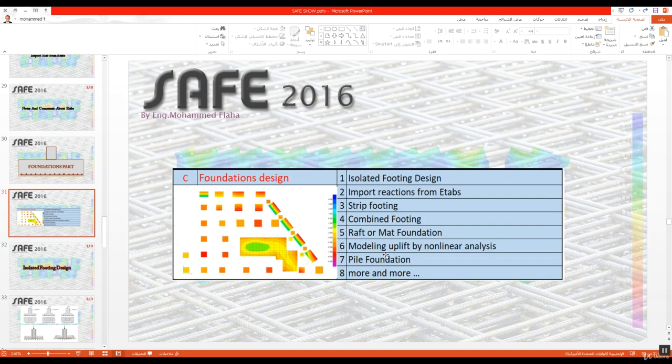Then I will talk about uplift: if I have some uplift, some tension in the foundation, how I will model that uplift and how I will remove it from my foundation by nonlinear analysis. Then I will talk about pile foundation, deep foundation, and more of whatever we need in this course for foundation: design, reinforcement, type, how to choose the best type for my building, how to read the soil report, and what parameters affect the design.